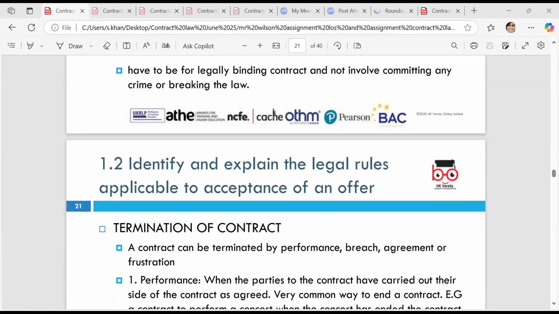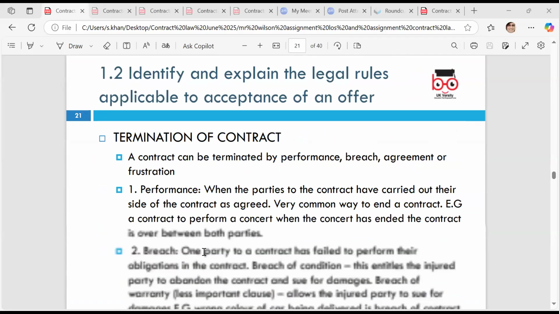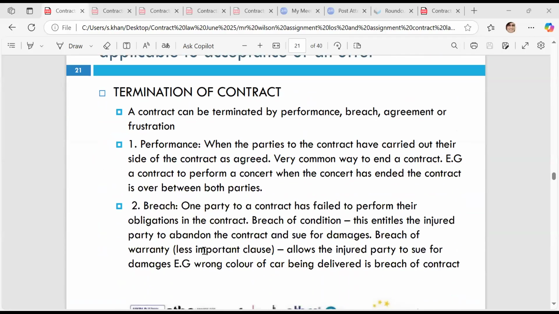So 1.2, identify and explain the legal rules applicable to acceptance of an offer. In contract law, acceptance of an offer must be clear, unqualified, and communicated to the offerer. Acceptance must be made while the offer is open. So the offerer must actually receive the acceptance for it to be valid. So acceptance plays a big part in it.